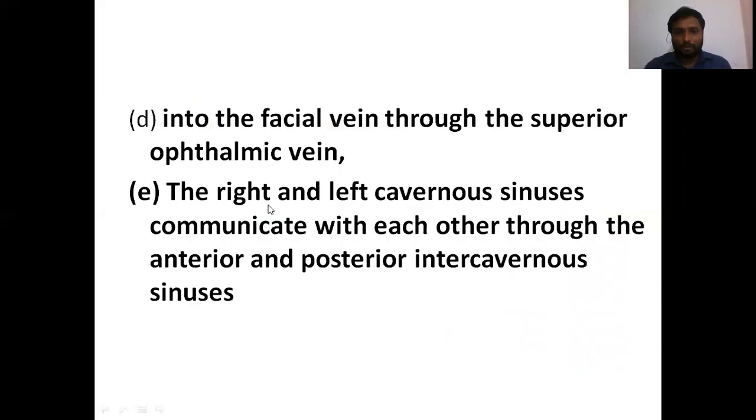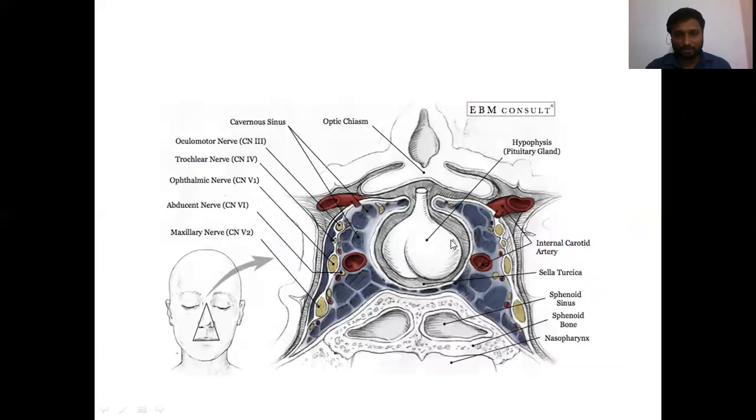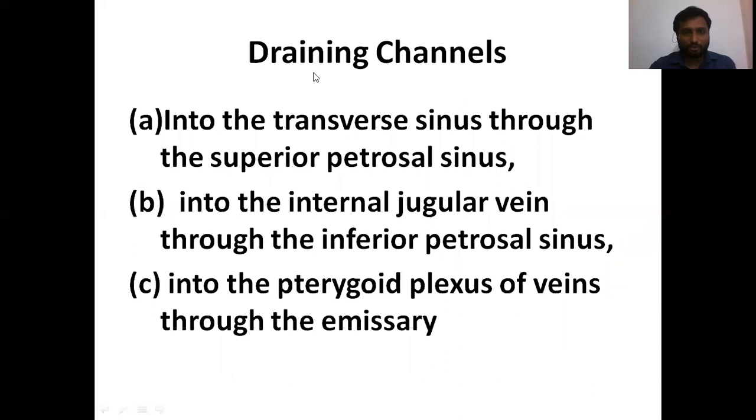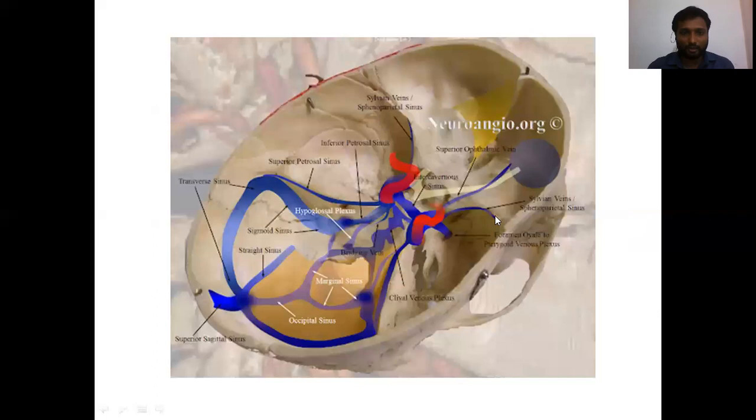Then another point: the right and left cavernous sinuses are connected through the intercavernous sinus. See here, this is the cavernous sinus of one side, and this is the opposite side cavernous sinus. These two cavernous sinuses are connected by the intercavernous sinus. Two such sinuses are there, one anterior and the other posterior. So these are the draining channels of the cavernous sinus. It drains into the transverse sinus through the superior petrosal sinus, and it drains into the internal jugular vein.